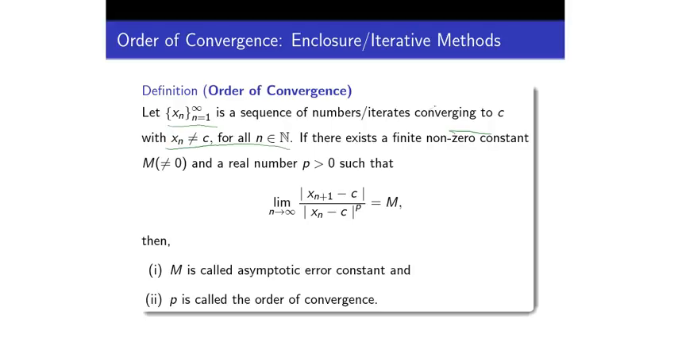So if there exist a finite non-zero constant m and a real number p greater than 0 such that this limit exists and equals m, then this m is called the asymptotic error constant, and this p is called the order of convergence for the given method.